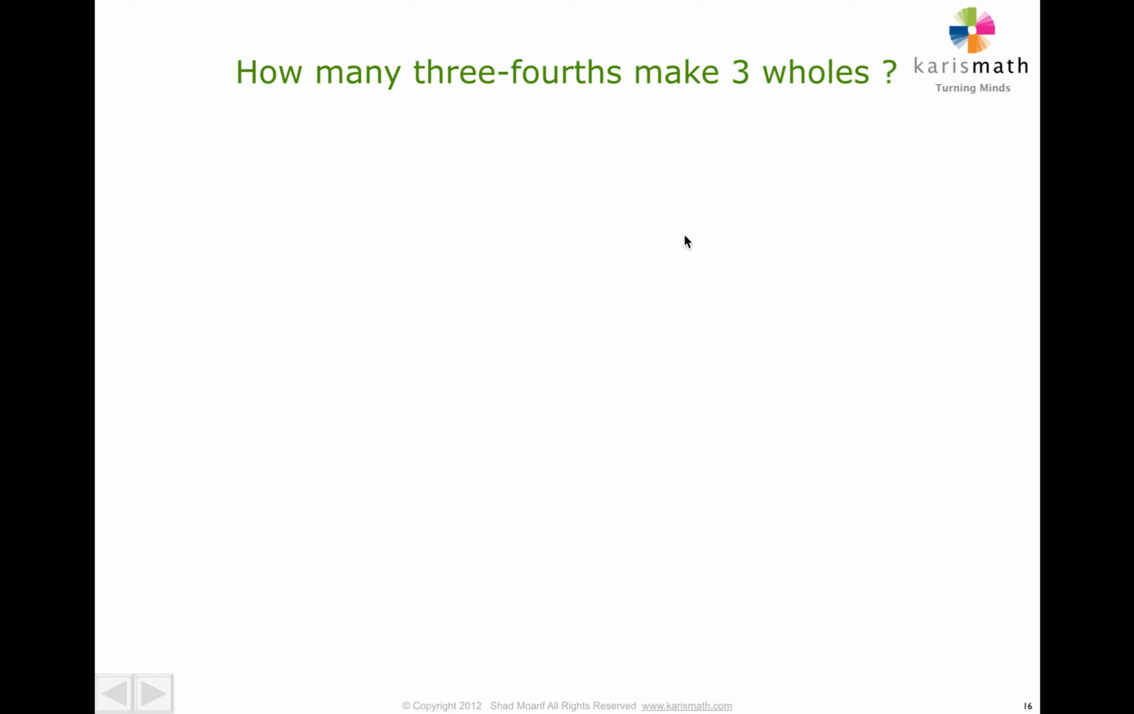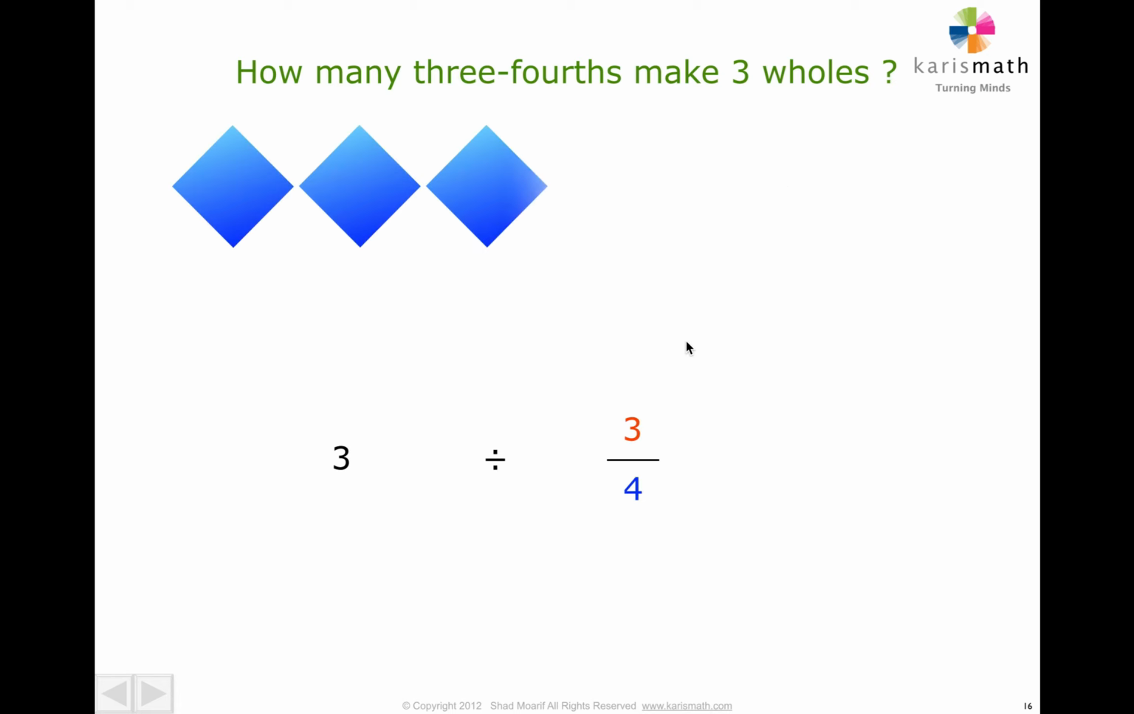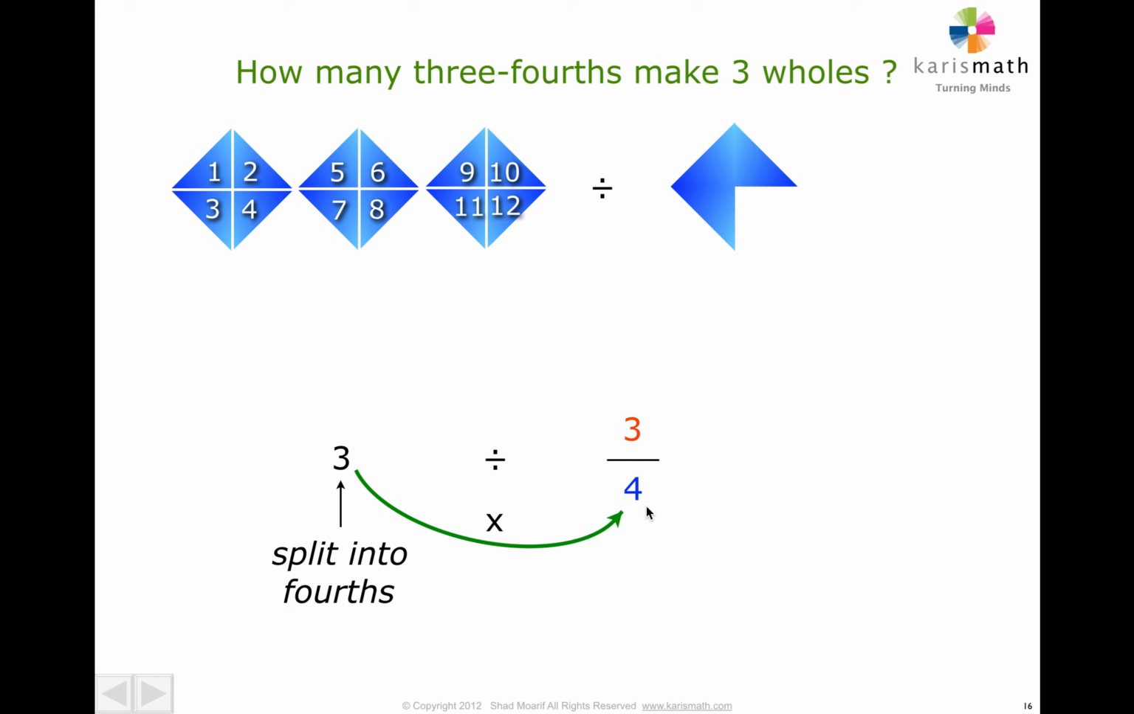How many 3/4 make 3 wholes? So 3 divided by 3/4, that's how many of these make this. Okay, let's break this into quarters. We break this into quarters, split into fourths. 1, 2, 3. So 3 times 4, isn't it? So we multiply it this way. Again, it's underhanded. It's kind of sneaky. Why not just flip it over so it's easy to see it this way? 3 times 4, that's 12. So let's write 12. So that's 12 quarters or 12 fourths.